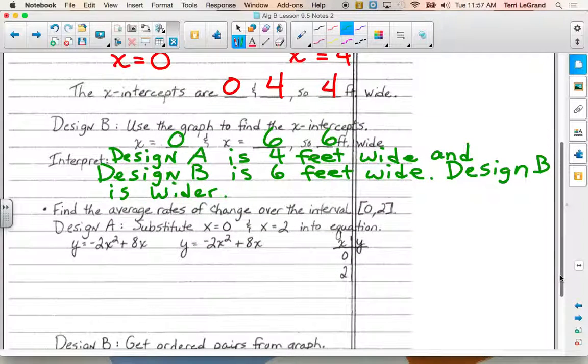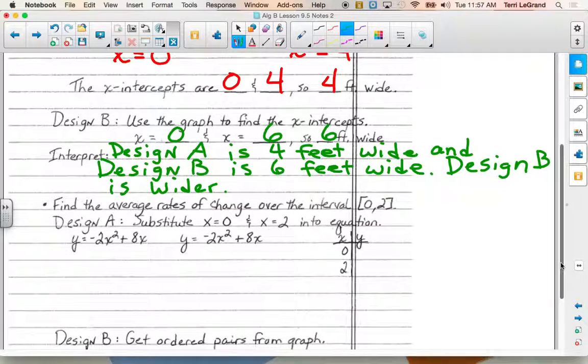Or you could have stated it: design B is wider than design A by how much? 2 feet. That'd be another way we could say it. 4 wide. Okay, so questions about interpreting the x-intercepts?